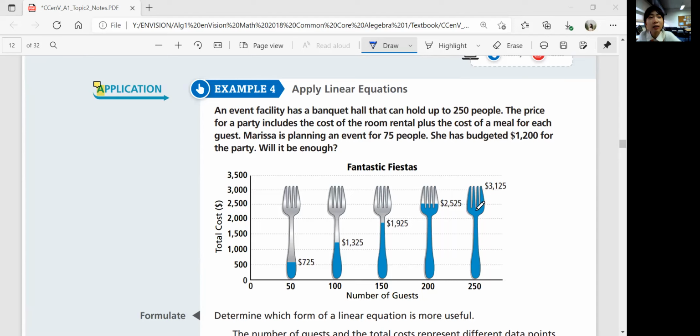Let's look at the graph, okay? She's planning an event for 75 people. 75 should come between 50 and 100, right? And she has budgeted 1,200. That's going to be about here. Is this going to be enough? Okay, is this point on the line? Fantastic, yes. Okay, total cost versus number of guests.